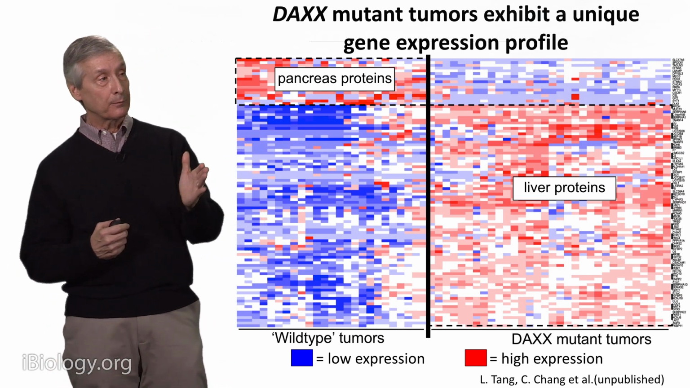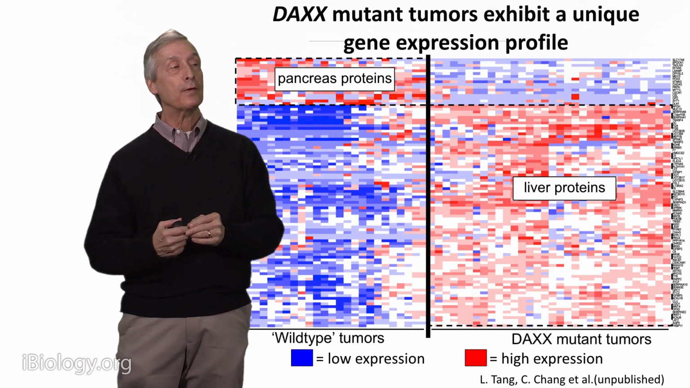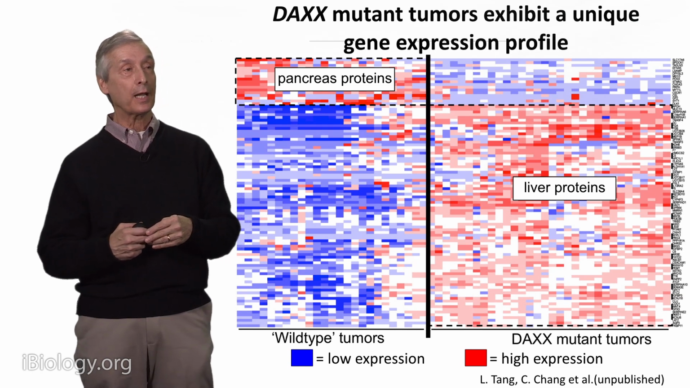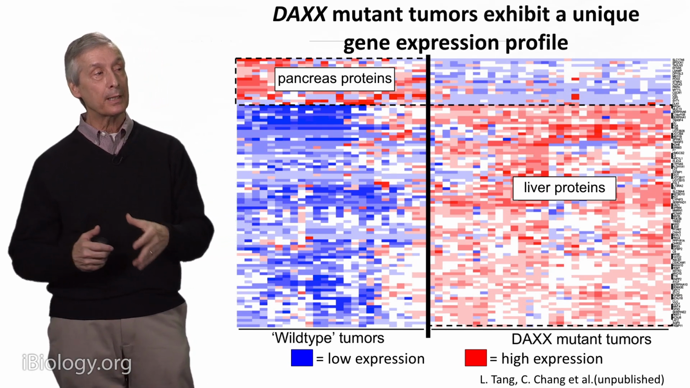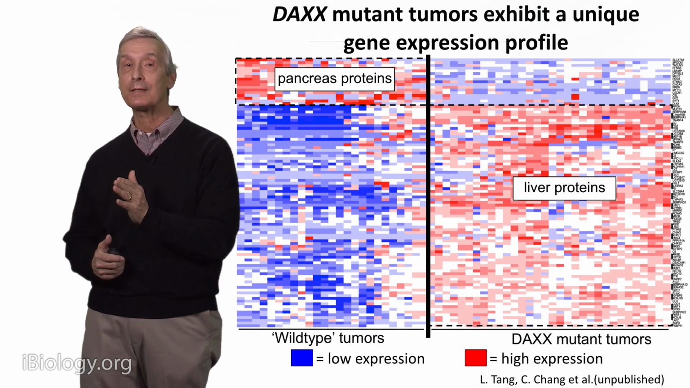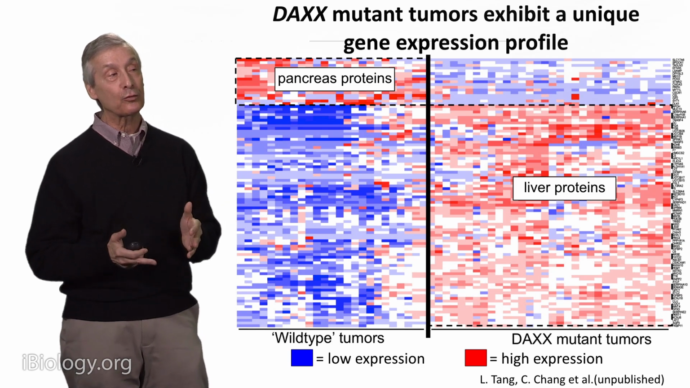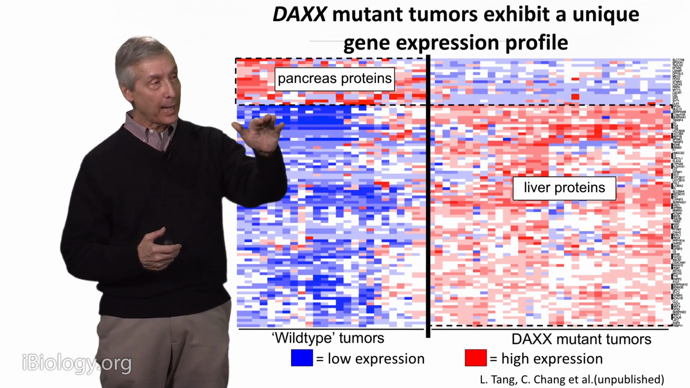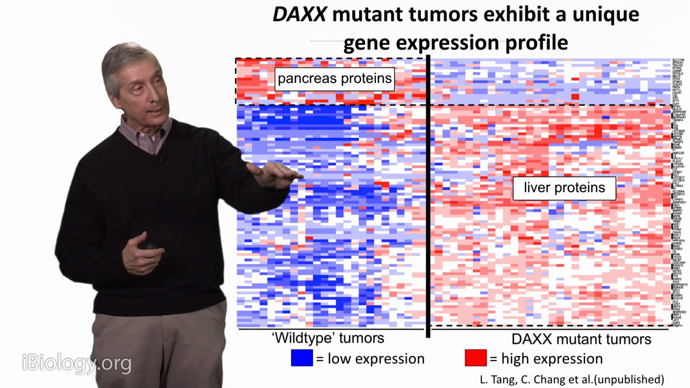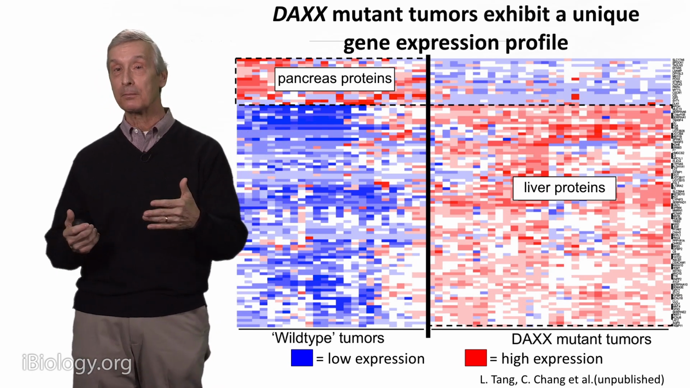On the right hand, from the vertical bar to the right, are pancreatic neuroendocrine tumors that came from Laura, both primary and metastatic, where they were sequenced to have the mutation in the DAX protein that I've been talking so much about. And I hope you agree it looks quite different, and now the vast majority of the highly expressed or red genes happen to be liver proteins.